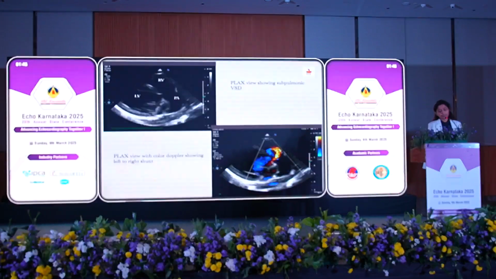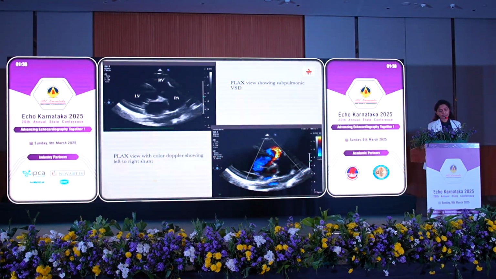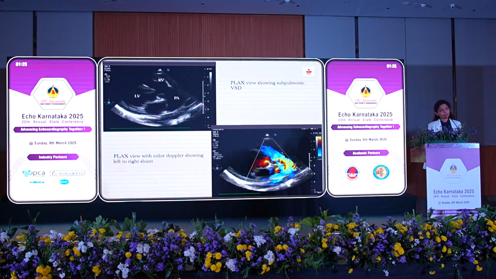So this is one of the examples. This baby actually underwent surgical closure at 2 months of age because he was quite symptomatic. It is a classical outlet VSD or subpulmonic VSD, wherein we see that the VSD is just below the pulmonary valve. On color Doppler, we see the jet directly going from LV into the pulmonary artery. Also, there is some pulmonary regurgitation. And these babies definitely need early closure of the VSD.